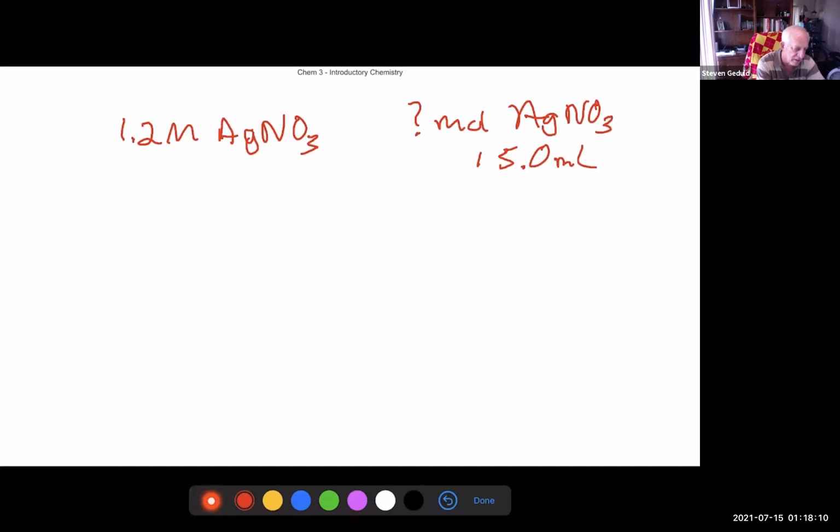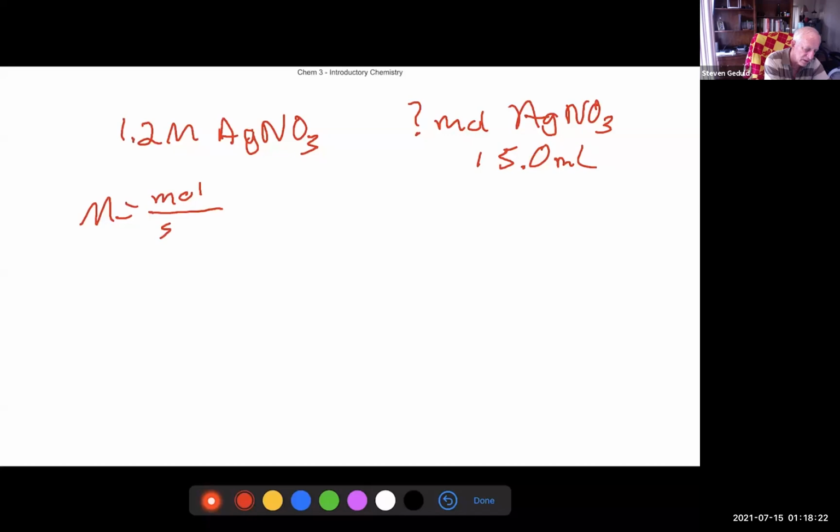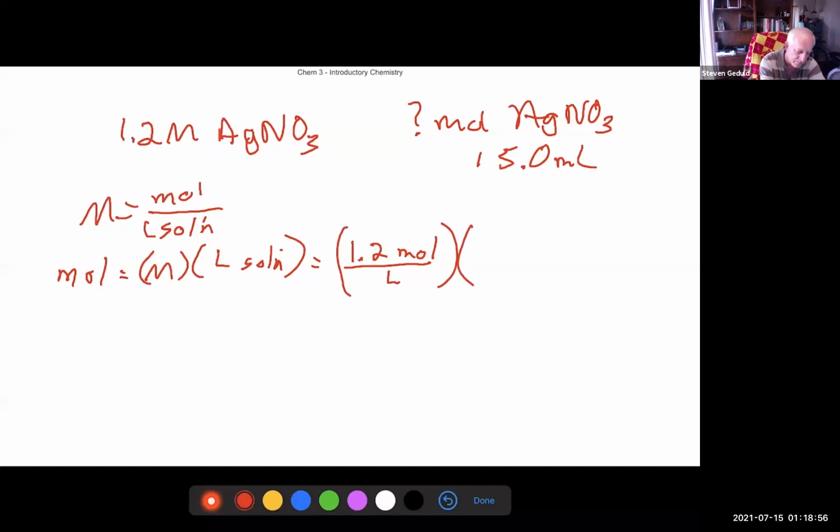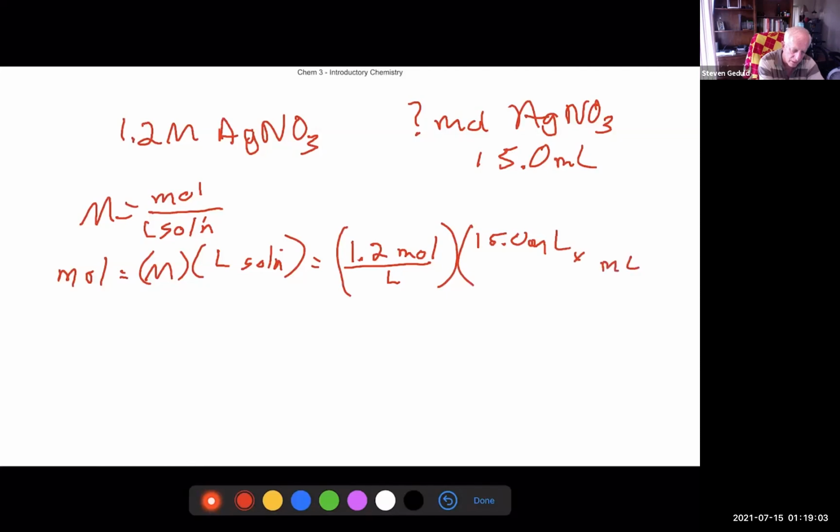So we know our molarity. Molarity is equal to moles of your solute, which is silver nitrate, divided by the liters of your solution. And we're looking for moles of silver nitrate, so we just rearrange this a little bit. Moles is equal to the molarity times your liters of solution. The molarity is 1.2 moles per liter, and the amount of solution is 15 milliliters. Now, milliliters and liters don't cancel, right? So we've got to convert this into liters.